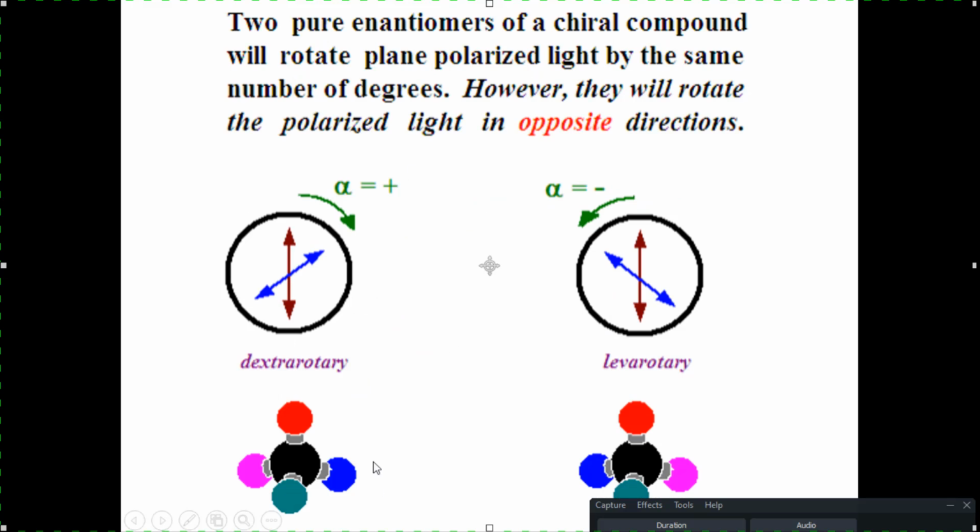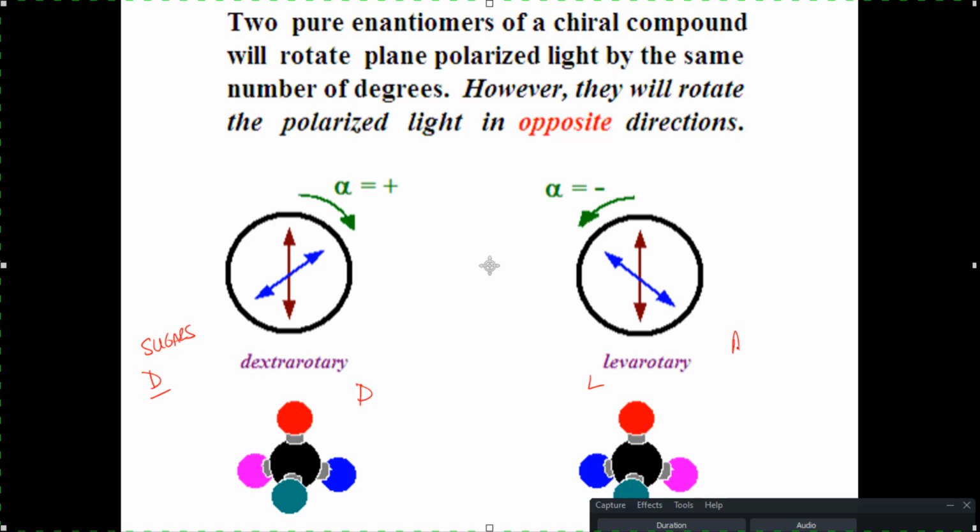So now we call the dextrorotary the D, and we call the levorotary the L. The only way to determine if an enantiomer is D or L is to put it in an instrument called a polarimeter and measure its degree of rotation and determine whether it's positive, clockwise, D, or negative, counterclockwise, L. And so you have D and you have L. Sugars, naturally occurring sugars, all are D.